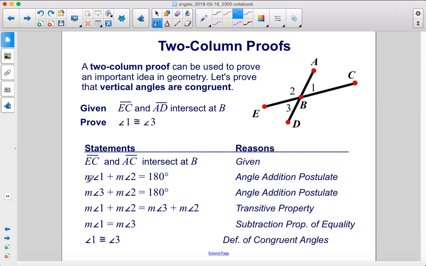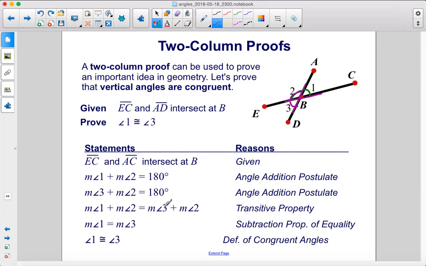All right, next step. The measure of angle 1 here plus the measure of angle 2 here equals 180 degrees, because that is the angle addition postulate. Also, the next step would be the measure of angle 3 plus the measure of angle 2 is also equal to 180 degrees because of the angle addition postulate. Because here we have a line, so those two angles there add up to 180, and these two angles here also add up to 180 because of this line.